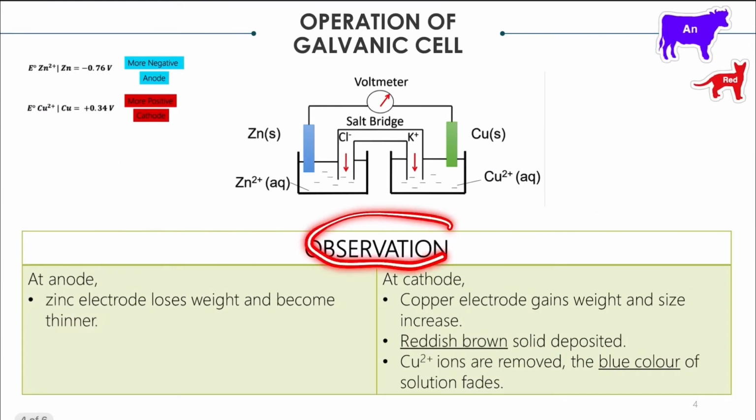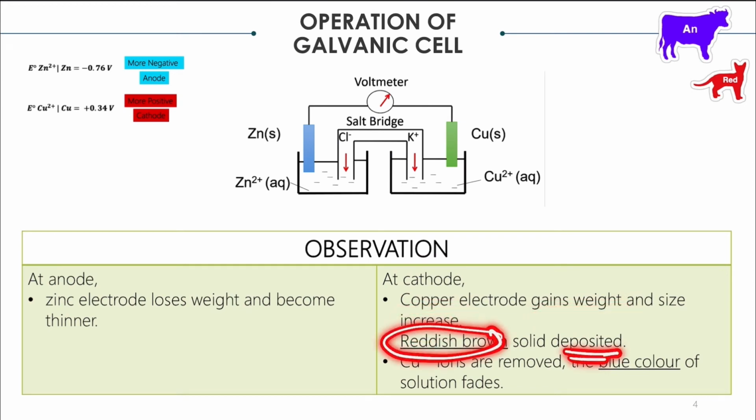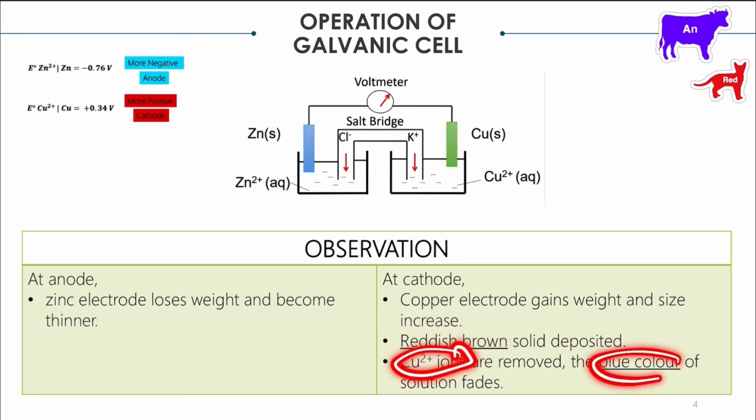These slides will show the observations at the anode and also at the cathode. At the anode, the zinc electrode loses weight and becomes thinner. But at the cathode, the copper electrode gains weight and its size increases. Reddish brown solid is deposited, and we know that copper sulfate is blue in color. So when copper ions are removed, the blue color of the solution fades.